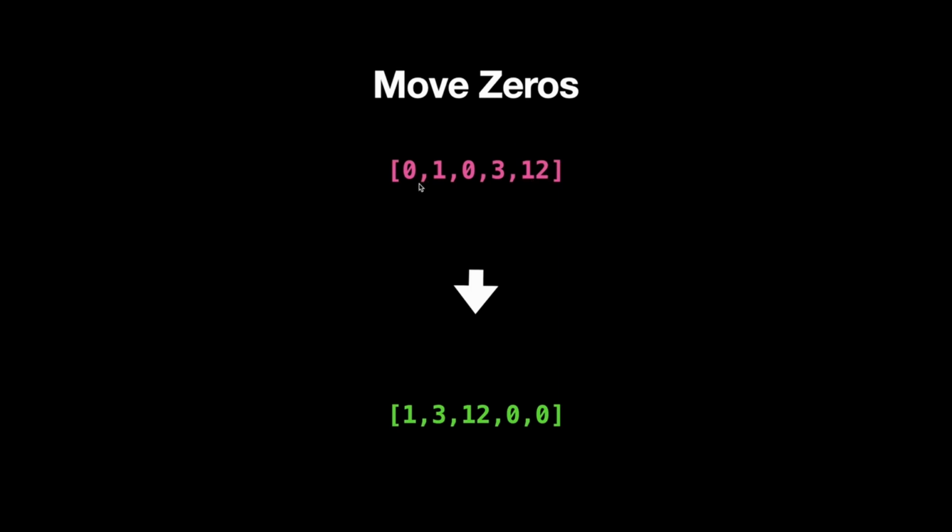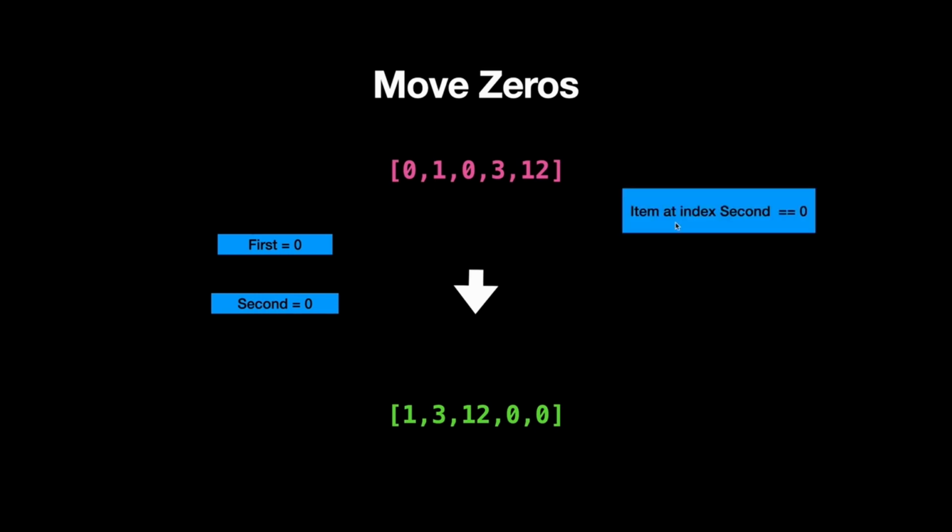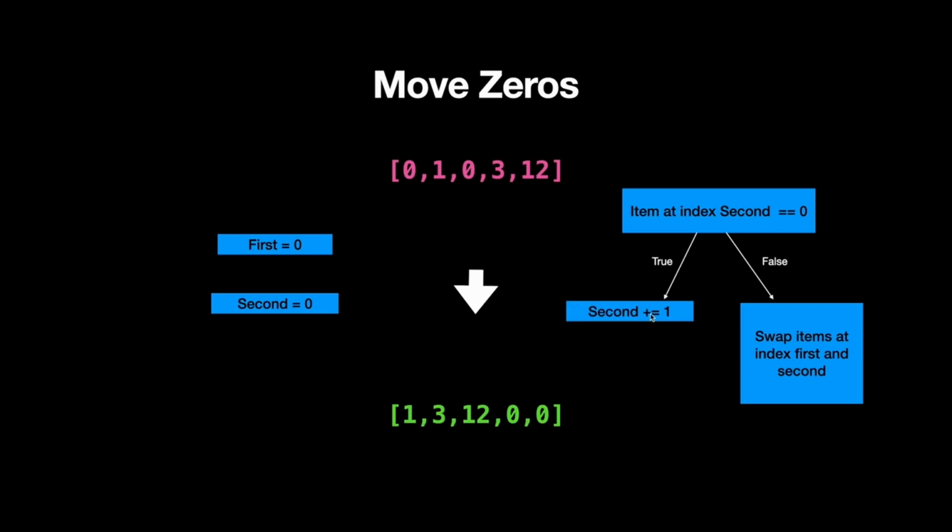We will have two pointers, first and second. First would be at index 0 and second would also be at index 0. So how do we do it? In each loop we'll be moving the second pointer. If the item at index second is 0, then we'll just move second to the next index. So we'll just do second plus plus, right?